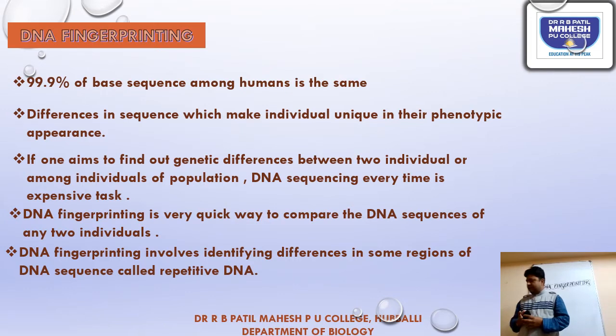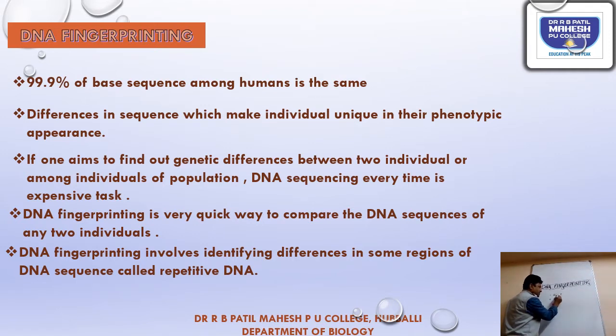For example, I'll write it here. If, for example, the parental repetitive sequence is A, G, C, T, A, G, C, T. This is case 1. In offsprings, you find A, G, T, T. So look at here.